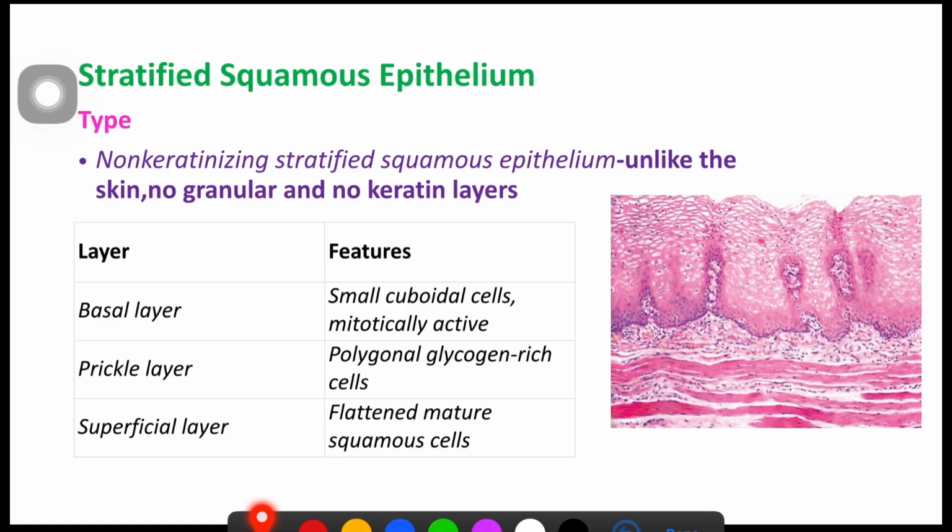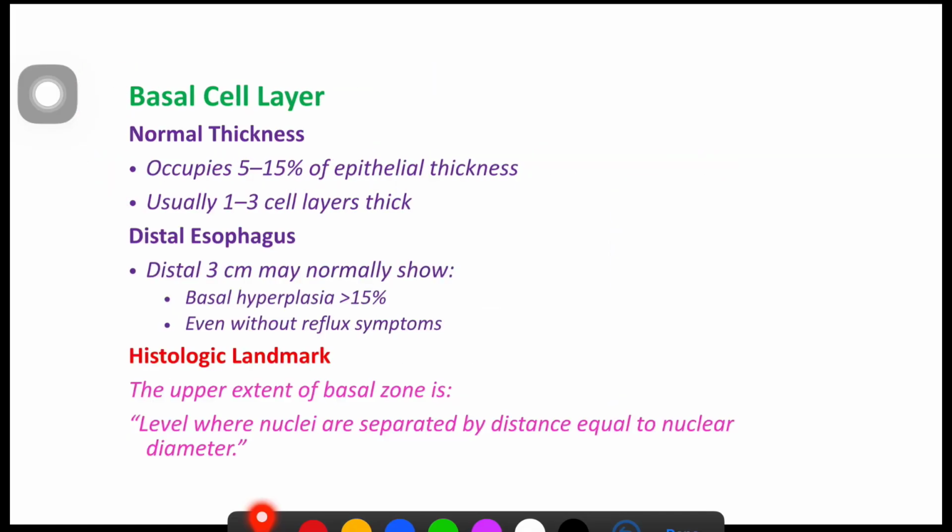Now, stratified squamous epithelium. It is like skin, but unlike skin, there is no granular layer and no keratin layer. So, there is the basal layer, above the basal layer there is the prickle layer, and there is the superficial layer. The basal layer is basically small cuboidal blue cells, and they are mitotically active cells. Above this there are polygonal cells which are glycogen rich, and the superficial layer has flattened mature squamous cells.